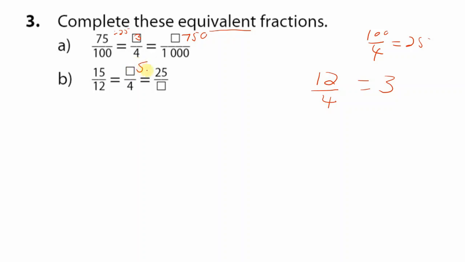Now that we have 5, we want to get to 25. How do we get from 5 to 25? Yes, we multiply by 5. 5 times 5 is 25. So we can also therefore multiply the 4 by 5, and that results in 20. So 15 over 12 is the same as 5 over 4 is the same as 25 over 20. All of them are equivalent fractions.